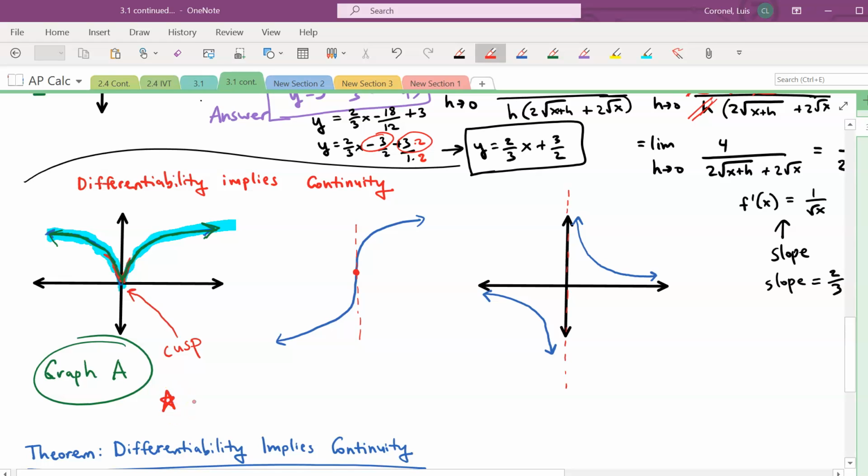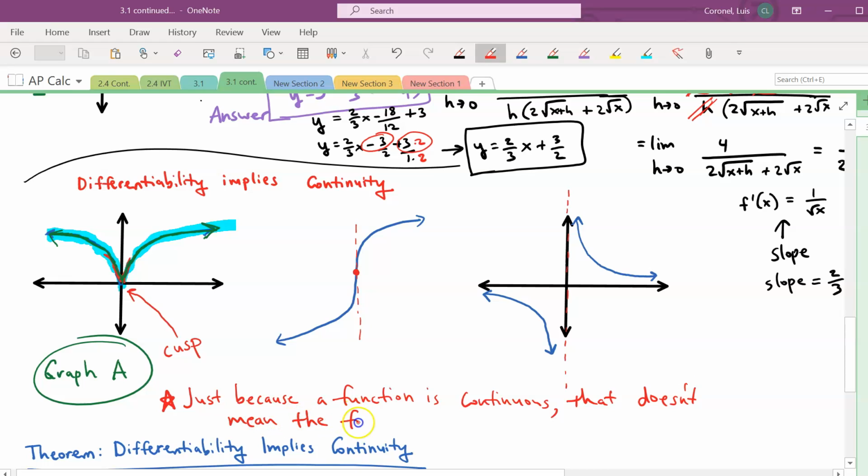Let's write that down. Just because a function is continuous, that doesn't mean the function is differentiable.